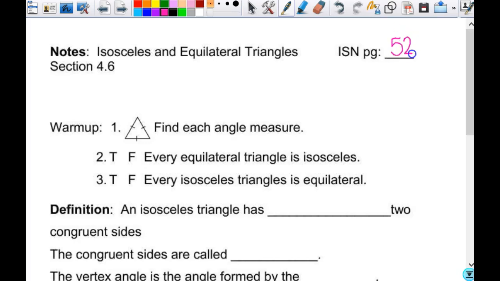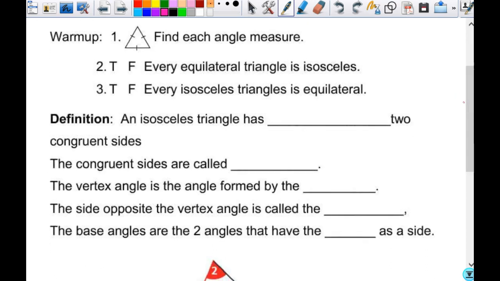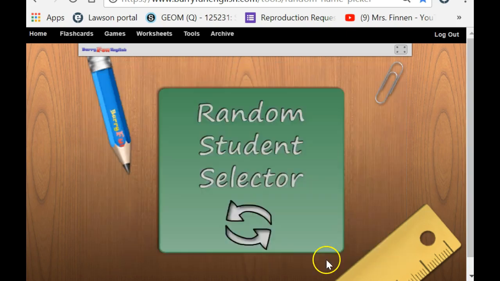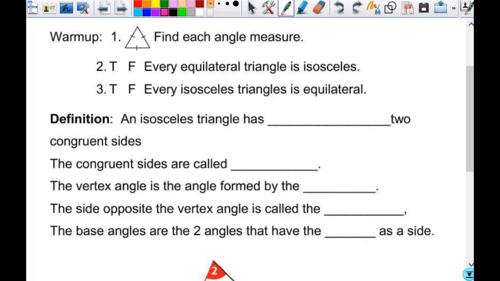Page 52. We're done. All right, so we've got this warm-up. It says find each angle measure. So think without speaking about what that would be. Whisper to each other. I said think without speaking. Gabby, what would the measure of each angle be in number 1? 60 degrees. Y'all agree with that? Yes. Very good. Thank you, Gabby. All righty. And then now read number 2.